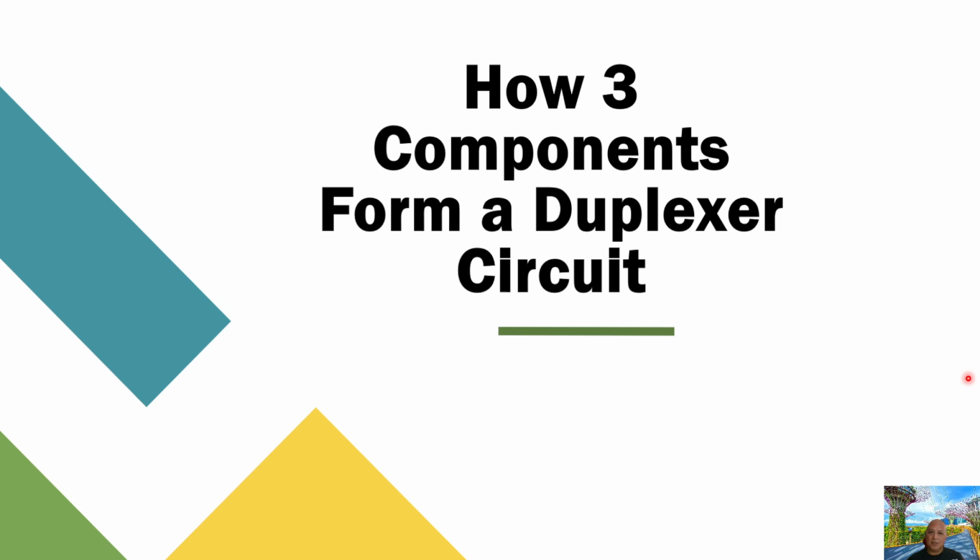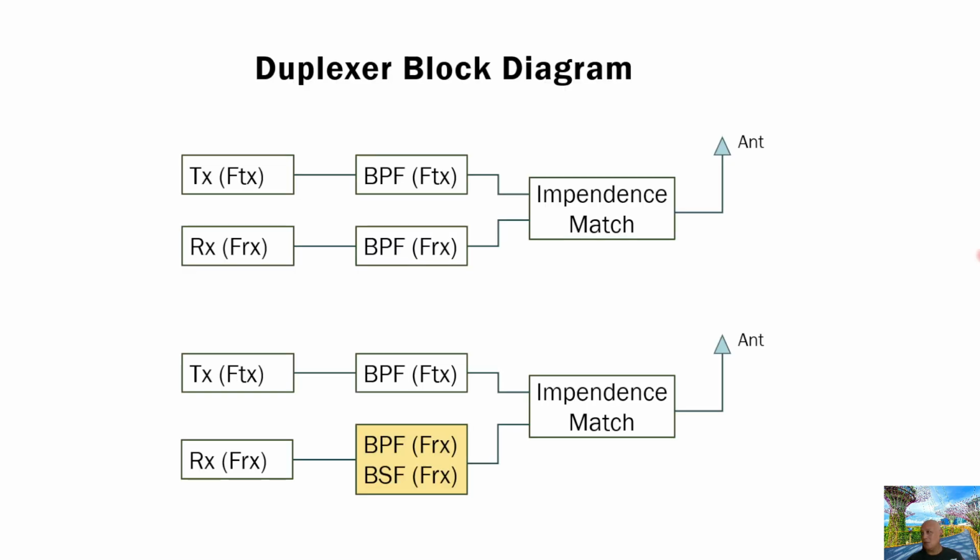This is for the simplest duplex, like the diagram showing here. This one is a simple one. There is one band pass filter for the transmitter, one band pass filter for the receiver. Or some of them actually use a band stop filter for the receiver here, and a band stop filter for the transmitter here. It depends on how you like to design it. And here is the impedance match circuit.